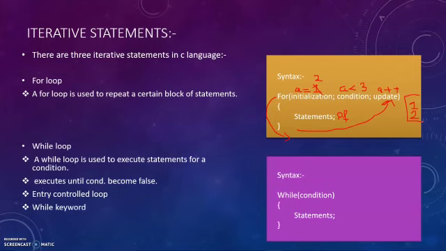Clear? Now let's move towards the second loop, that is the while loop. In the while loop, a certain condition is applied and the statements are only executed if the condition is true. Okay, when the condition will become false, the control will come out of the loop. This is an entry control loop because the entry is only possible if the condition is true. And here we use only one keyword, that is the while.